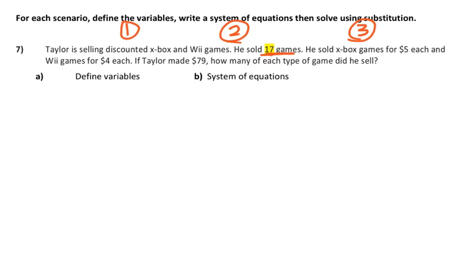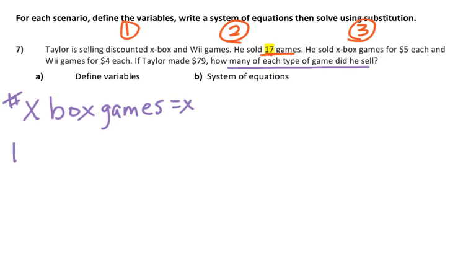You can also look at the last part of the question where it says how many of each type of game did he sell. Those are the two things I don't know. I don't know how many Xbox games, so the number of Xbox games. This is kind of an old question. So I'm going to call that X. And the other thing I don't know is the number of Wii games. And so I can call that W or Y. I'll just call it Y. And that's defining my variables.